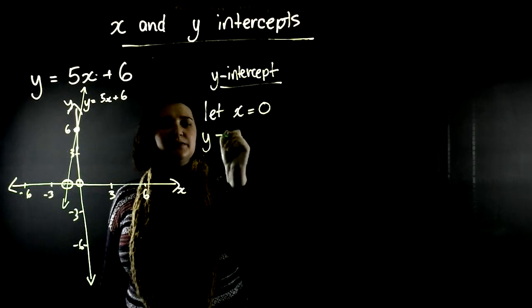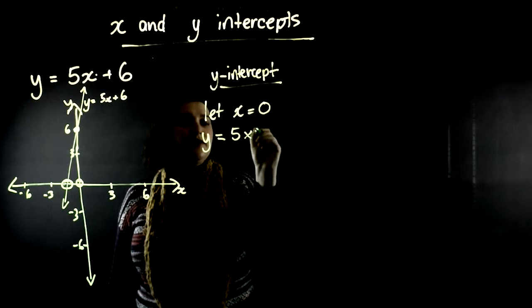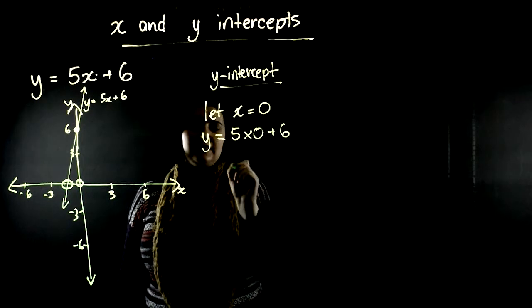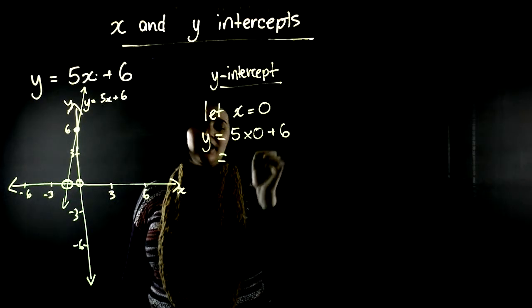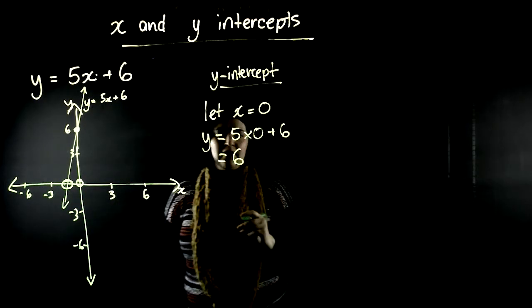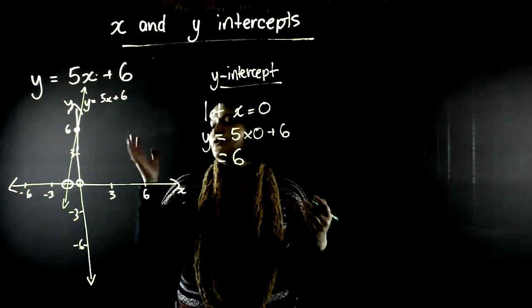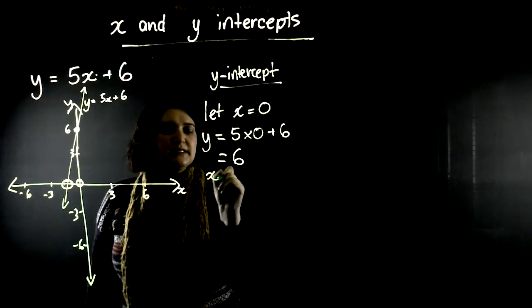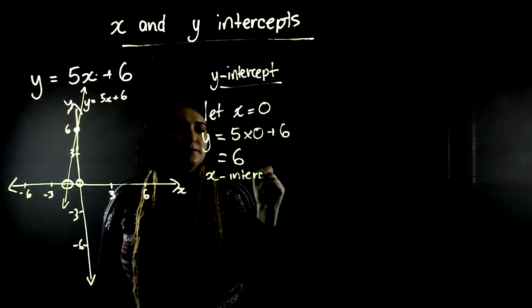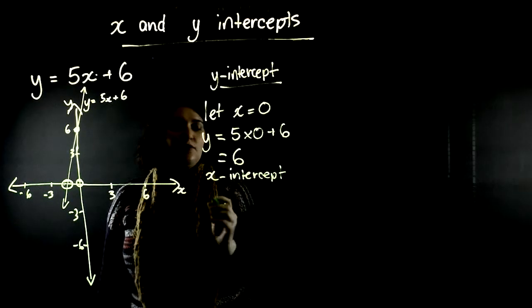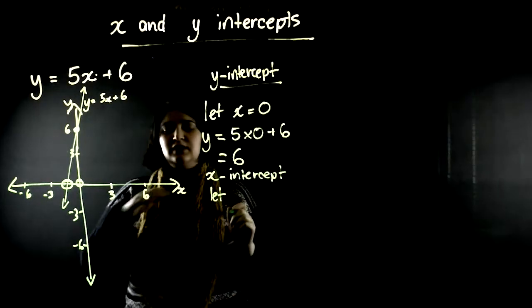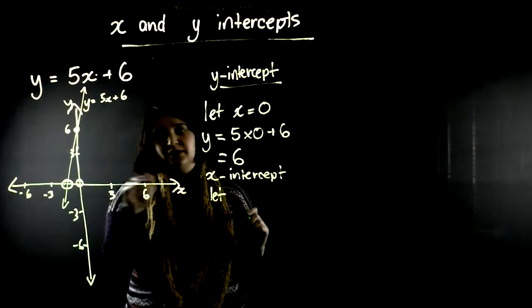So y equals 5 times 0 plus 6. And surprise, surprise, 5 times 0 is 0, I get an answer of 6. We knew that already. The same logic applies for the x-intercept. So I find the x-intercept by letting, now everywhere on the x-axis, y is equal to 0.